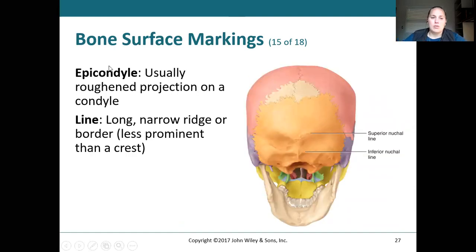Epicondyle is going to be a usually roughened projection on a condyle. And so you can see epicondyles in relationship to the condyle when we look at the humerus and femur. A line is a long narrow ridge along a border, less prominent than a crest. So here you can see the superior nuchal line and the inferior nuchal line, and those are both going to be part of the occipital bone on the back of your head.